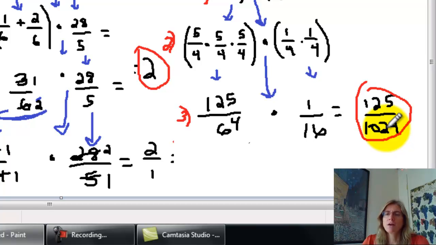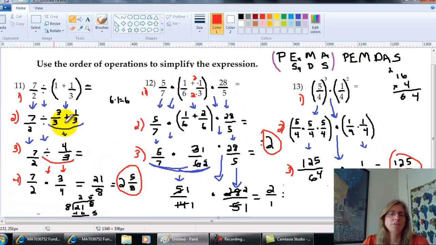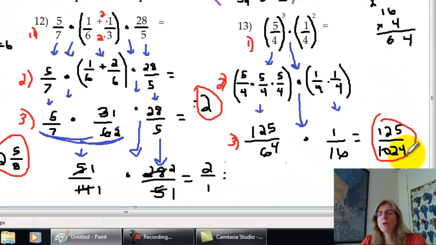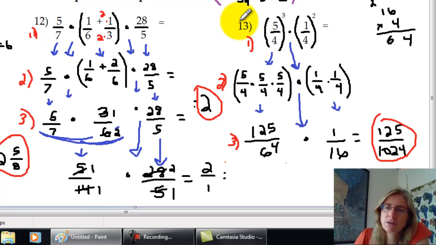So what we have then is 2 and 5/8 is an answer to 11. 2, the whole number 2, because we were down here, 2 over 1, is the answer to 12. And 125 over 1024 is the answer to 13.